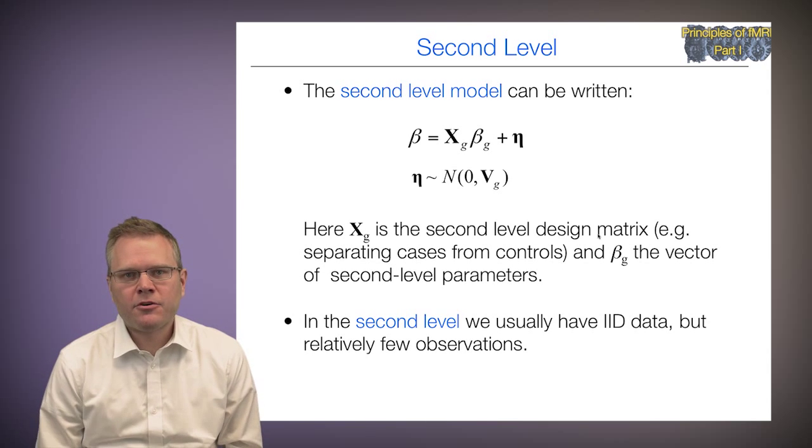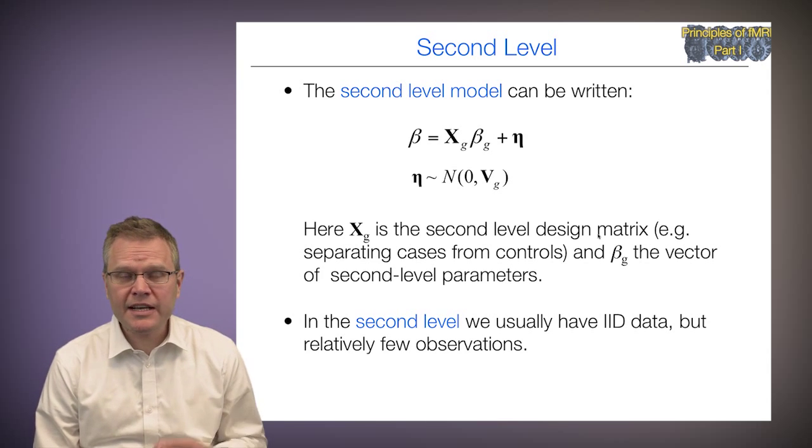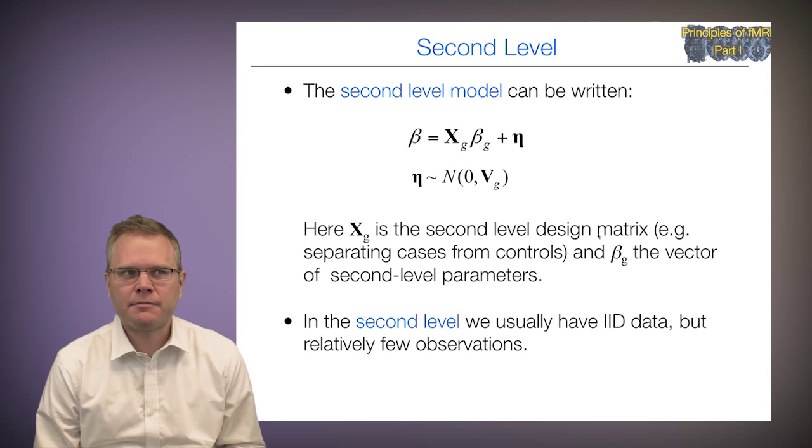Now, once we have the first level model fixed like this, we can move to the second level model. Here we want to estimate the different beta parameters from different subjects and tie them together in a group setting. The second level model can be written as beta equals Xg beta g plus eta. This is a new design matrix, a group level design matrix, and beta g are the group level parameters.